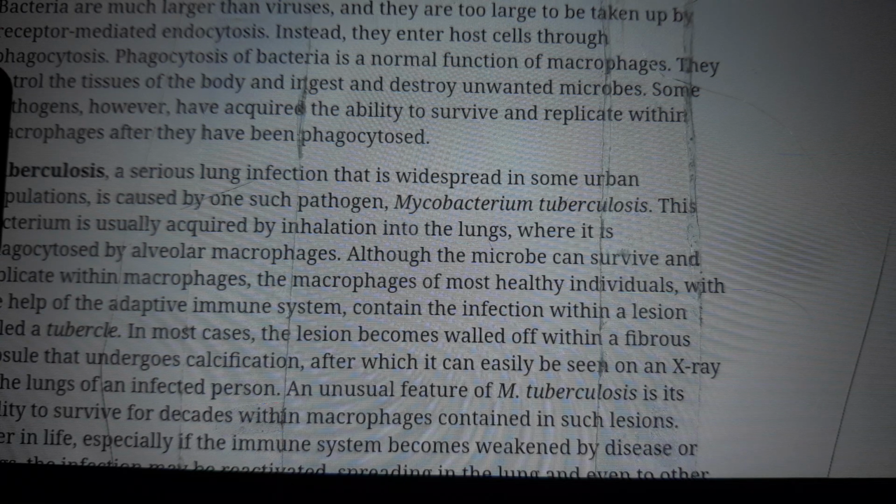Bacteria are much larger than the viruses, and they are too large to be taken up by receptor-mediated endocytosis. Instead, they enter host cells through phagocytosis. Phagocytosis of bacteria is a normal function of macrophages. They patrol the tissues of the body and ingest and destroy unwanted microbes. Some pathogens, however, have acquired the ability to survive and replicate within macrophages after they have been phagocytosed.